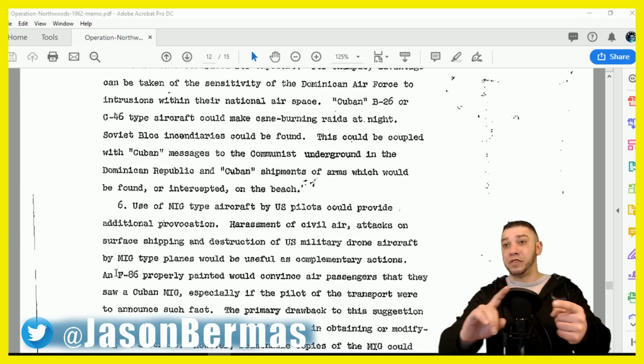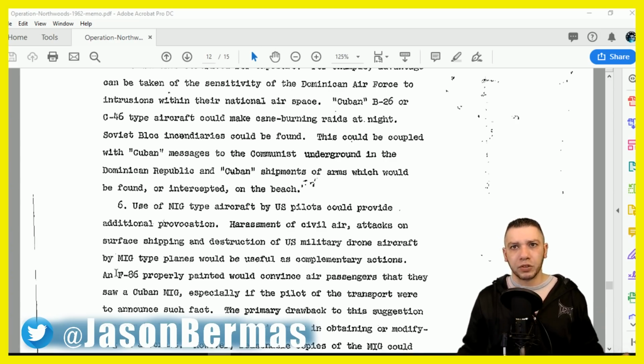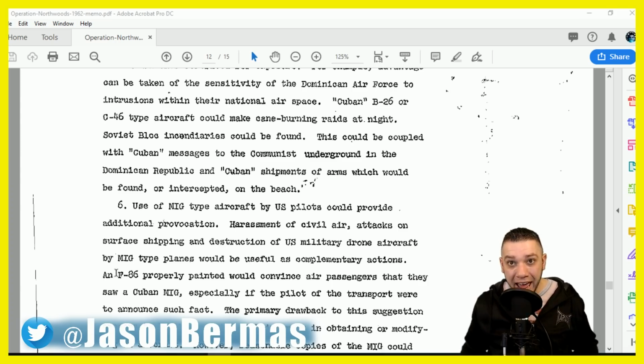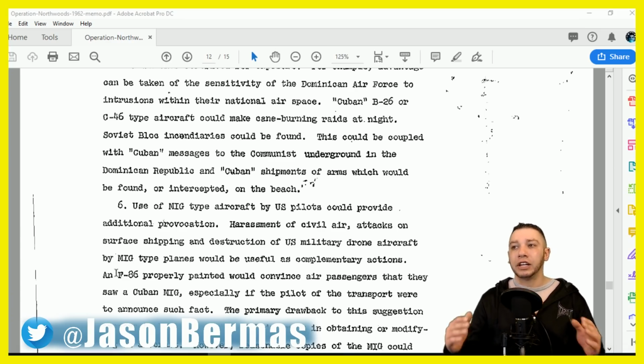And then, again, we've got drones. We'll dress planes up. We're going to just help this along. So they're going to have cane-burning raids at nights. Soviet bloc incendiaries can be found. So again, they're going to get Soviet incendiaries and have them be found. This could be coupled with Cuban messages to the communist underground in the Dominican Republic and Cuban shipments of arms, which would be found or intercepted on the beach. Again, classic false flag stuff. So we'll make sure that it's Russian military stuff all over the place.